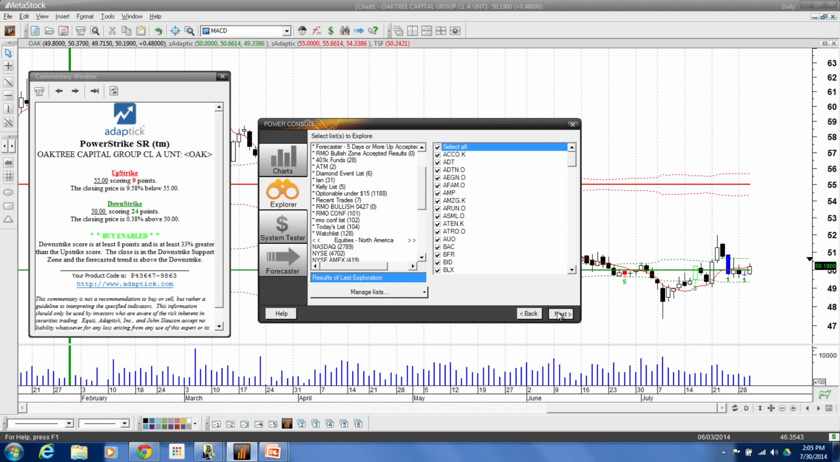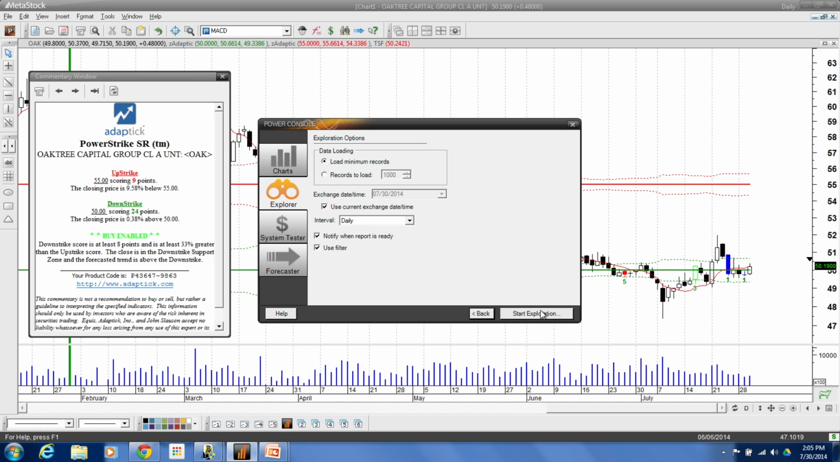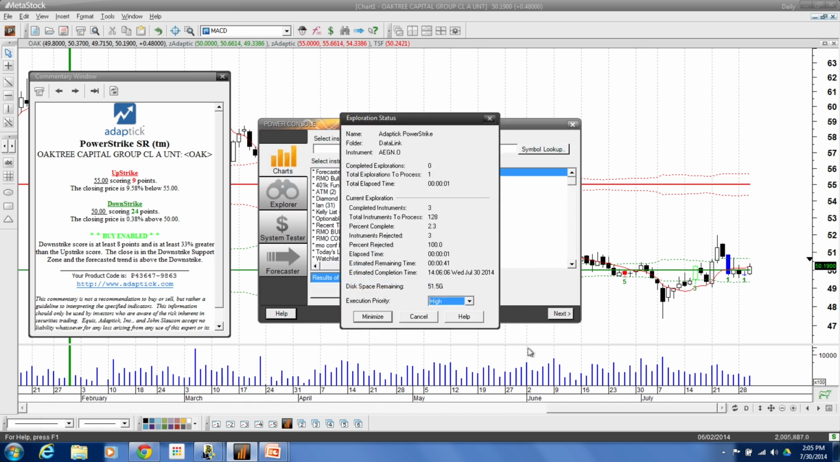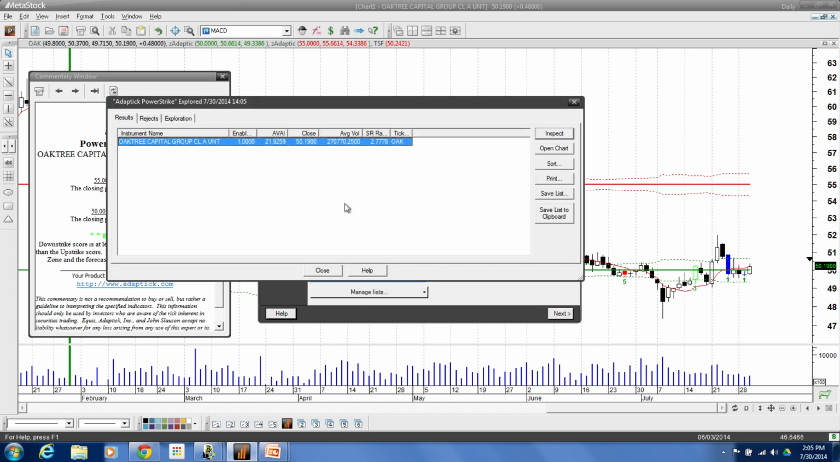So let's go ahead and choose Next, Start. And now what we're going to do is have it look at the PowerStrike criteria to see if it matches and actually matches our scoring. So let's give that a second to just get through and identify which ones actually meet our criteria. Now we can see it's actually rejecting out quite a few. We probably maybe got one or two there that matched up. And let's go ahead and look at our report.